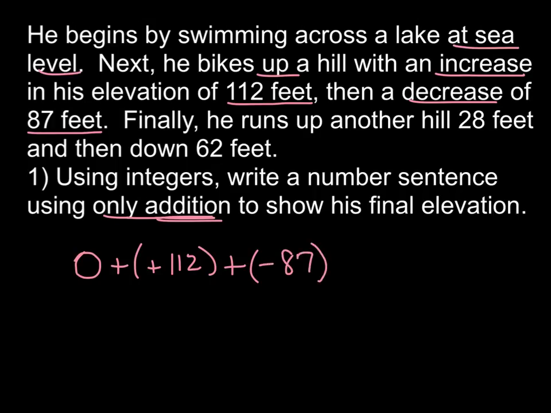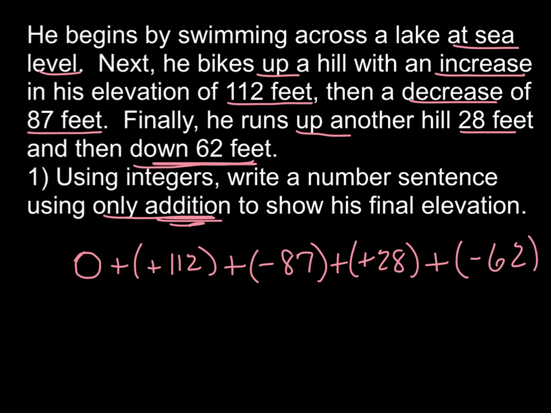There's still more, so I'm going to write my addition sign, still just adding. He's going to run up 28 feet, that's a positive number, plus 28. One more thing to go, put my addition sign. It's going to then go down 62 feet. Down is a negative number, negative 62 feet.